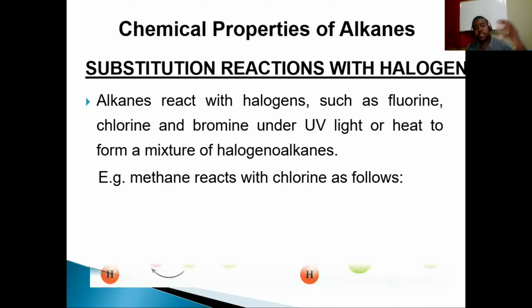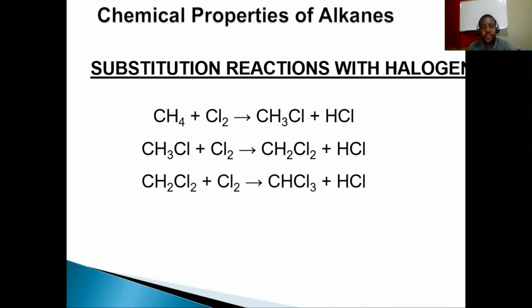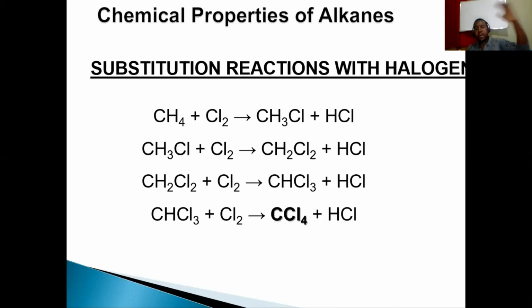In this case, we see that methane reacts with chlorine and we get chloromethane and HCl. The hydrogen that is released from methane bonds with a chlorine from the chlorine gas, and one of the chlorines from the chlorine gas bonds with the methane. We notice that the amount of carbon is the same. A hydrogen is removed and the chlorine takes its place.